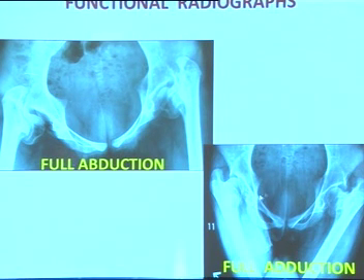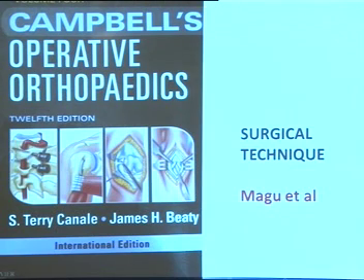Functional X-ray should preferably be taken in full adduction and full abduction. Full adduction is a good indication of valgus intertrochanteric osteotomy. So now this technique has been described in Campbell's. Complete details can be read. You can decide the point of entry. You can decide the implant. You can decide what type of wedge you are going to excise, you can lateralize the distal fragment and can do a good fixation, osteosynthesis and valgization.